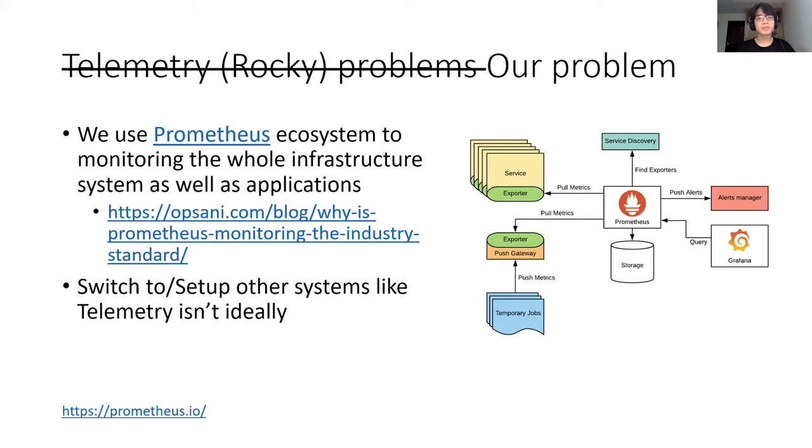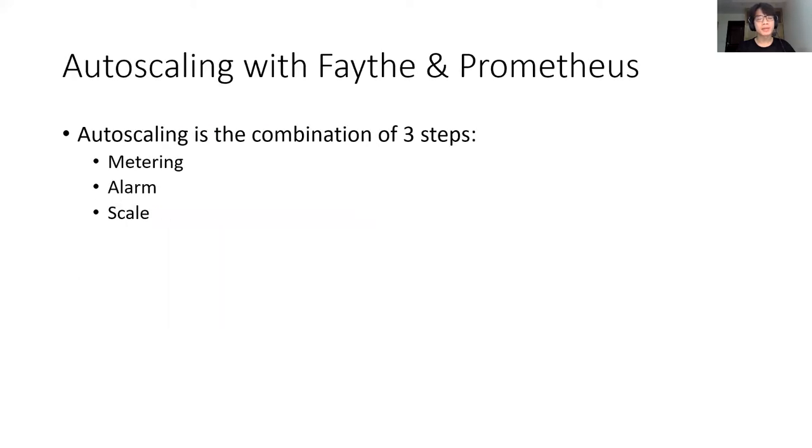So, as I showed you, auto-scaling is a combination of three steps: metering, alarm, and scale. Mapping to OpenStack, Heat and telemetry: Ceilometer and Gnocchi are in charge of metering, Aodh for alarming, and Heat for scaling.